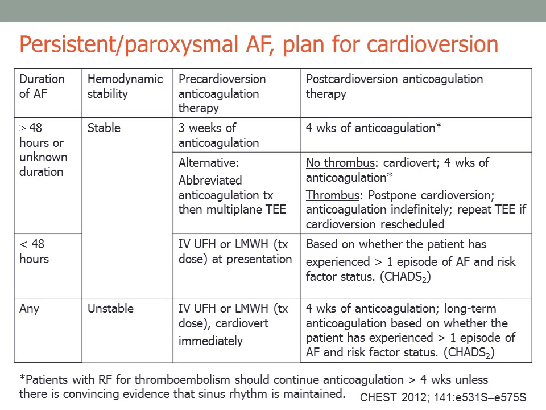This slide is a summary table showing the 2012 CHEST guideline recommendations for antithrombotic therapy for patients with persistent or paroxysmal AFib in which you plan to cardiovert out of AFib. Pre-cardioversion anticoagulation therapy is important because patients with AFib may have developed an atrial thrombus, and anticoagulation therapy decreases the likelihood that an atrial thrombus is present at the time of cardioversion.